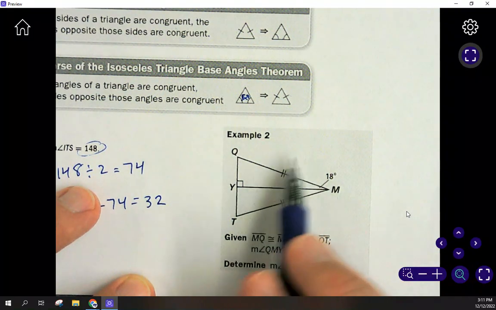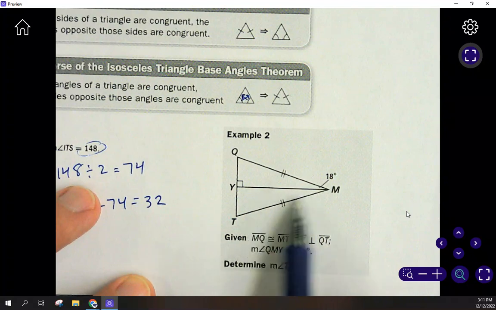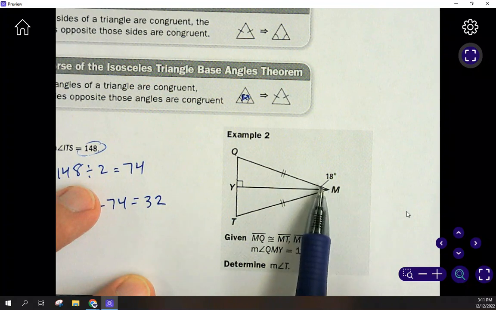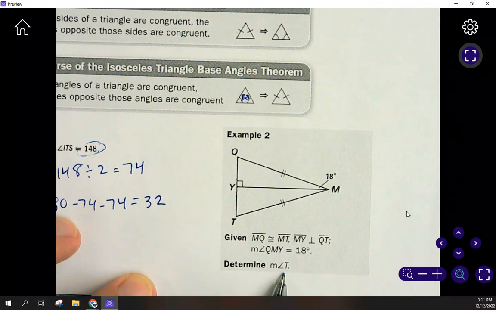So we could look at this picture without the given and know everything, but it kind of gives it to you twice, once in the picture and then once in the given. And then angle QMY is equal to 18. We can see that. We want to determine the measure of angle T.